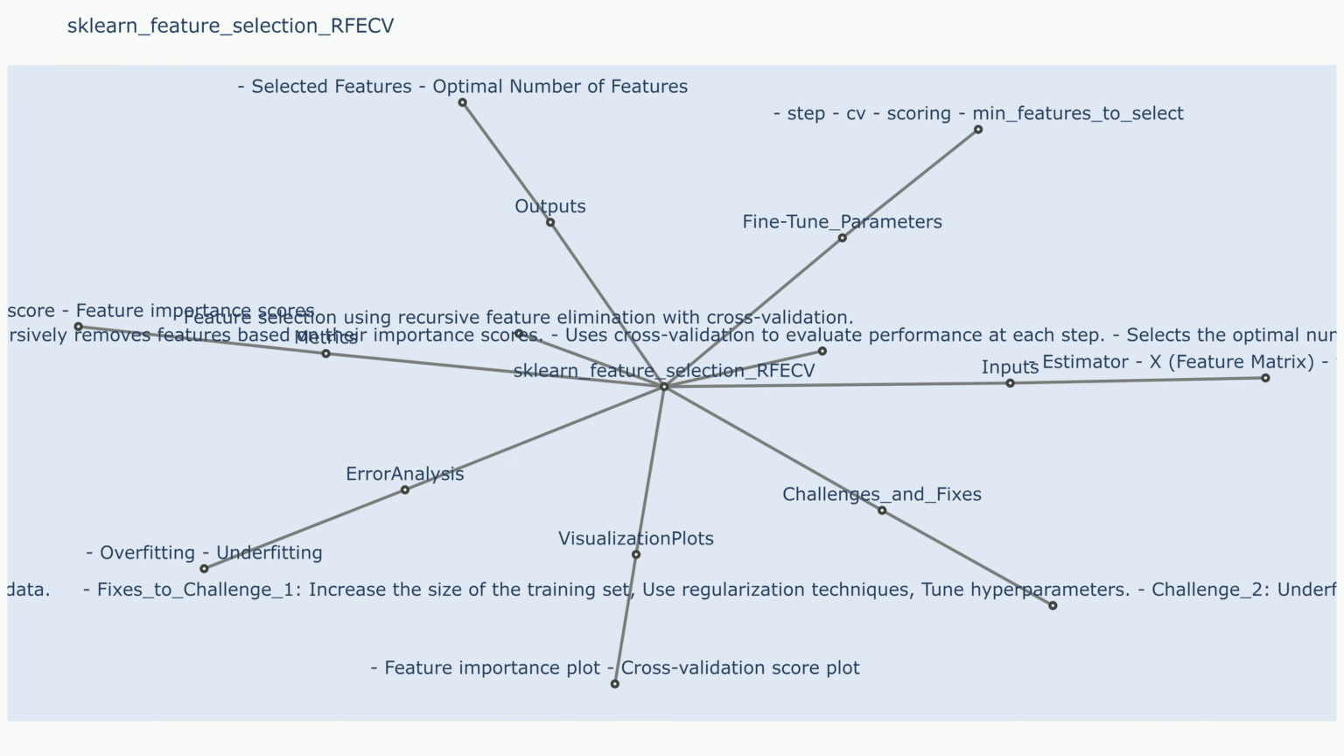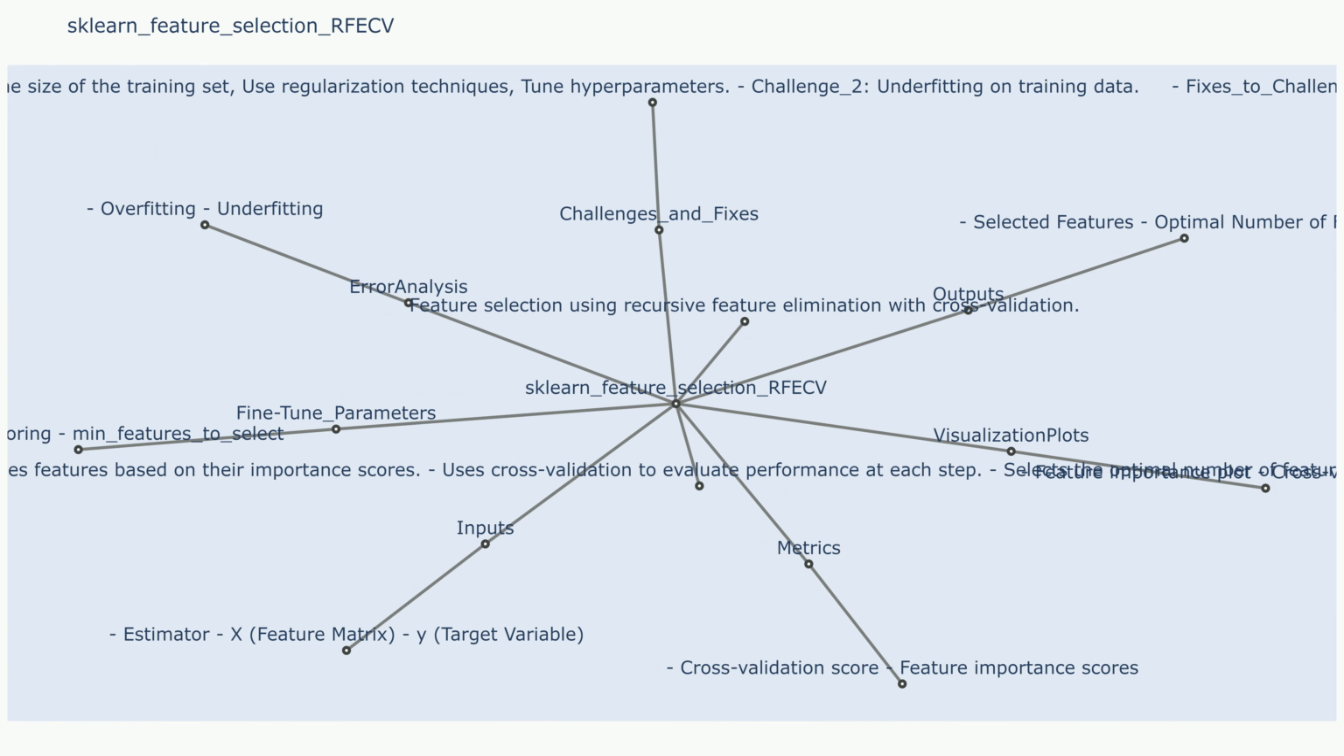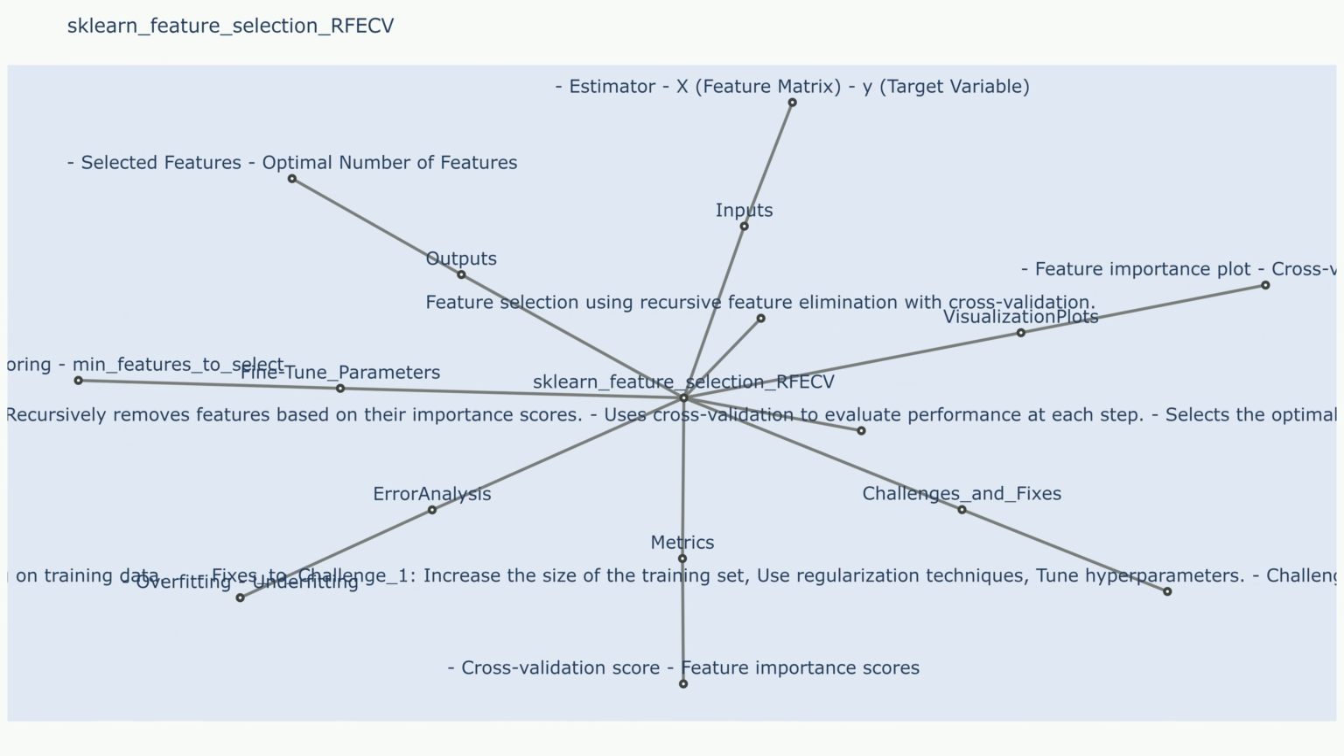Visualization plots. Feature importance plot: a bar chart that visually represents the importance scores of each feature. This plot can be used to identify the most significant features. Cross-validation plot: a line plot that shows the model performance, measured by the scoring metric, as a function of the number of features. This plot helps visualize the relationship between feature reduction and model performance.